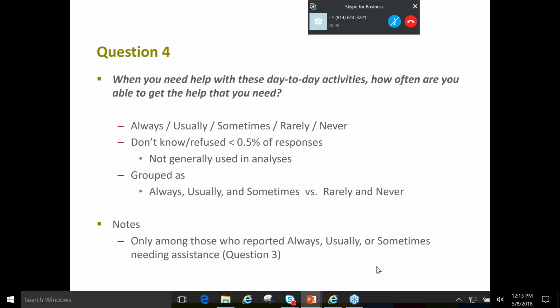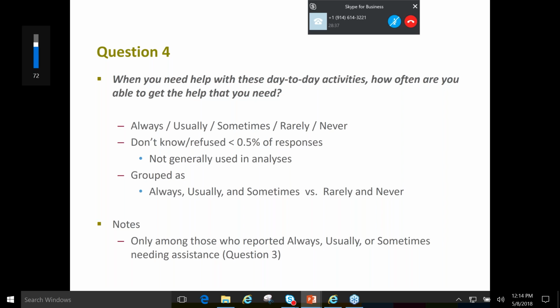So for question 4, when you need help with these day-to-day activities, how often are you able to get the help that you need? Again, always, usually, sometimes, rarely, or never. And for this question, the don't know or refused responses are less than 0.5% of responses. So very few of those types of responses here as well. And again, we group always, usually, and sometimes together versus the rarely and never responses.